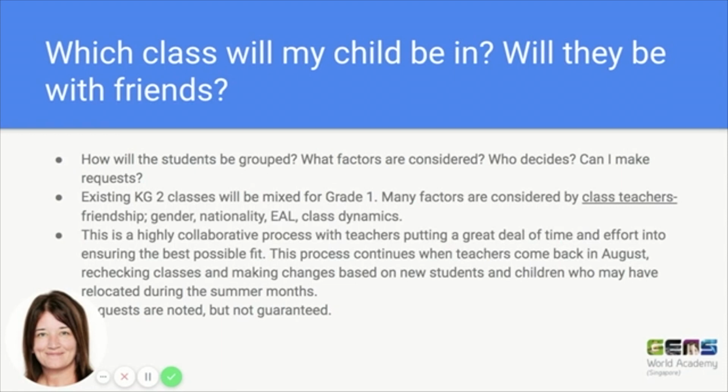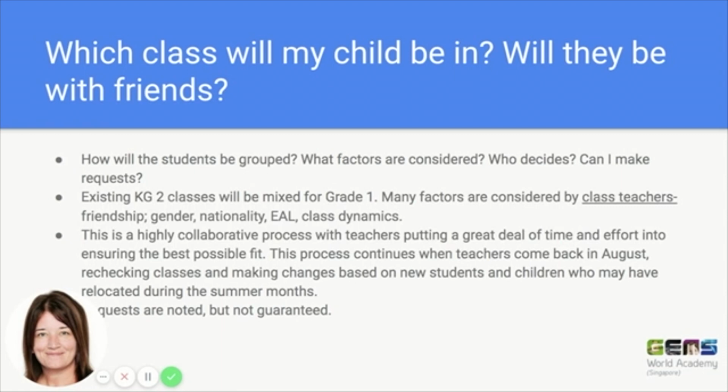EAL, which is English as an additional language, needs are considered, and the class dynamics, so how those children will interact with each other. This is a very long and collaborative process. Teachers put a great deal of time, thought, and effort into ensuring the best possible fit for the children. And this process doesn't end in June. It continues when teachers come back in August.